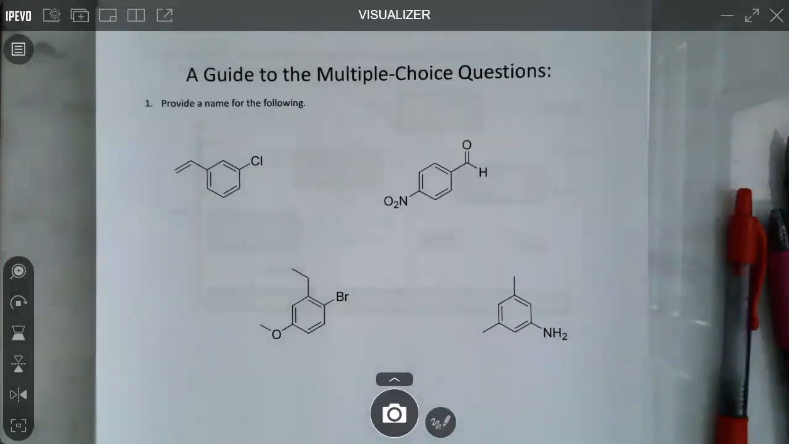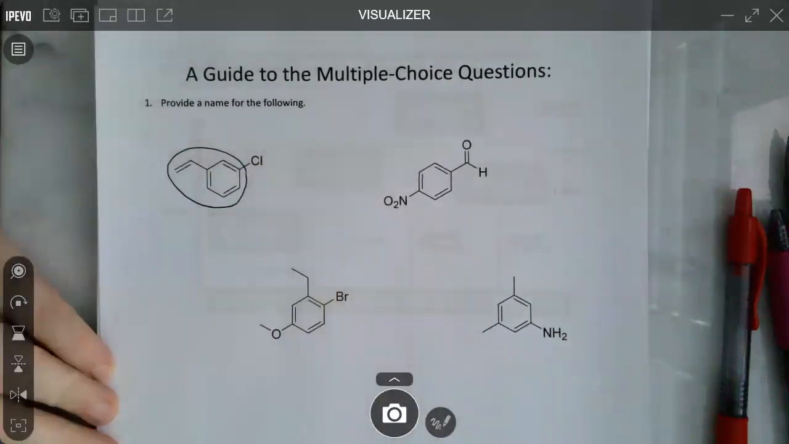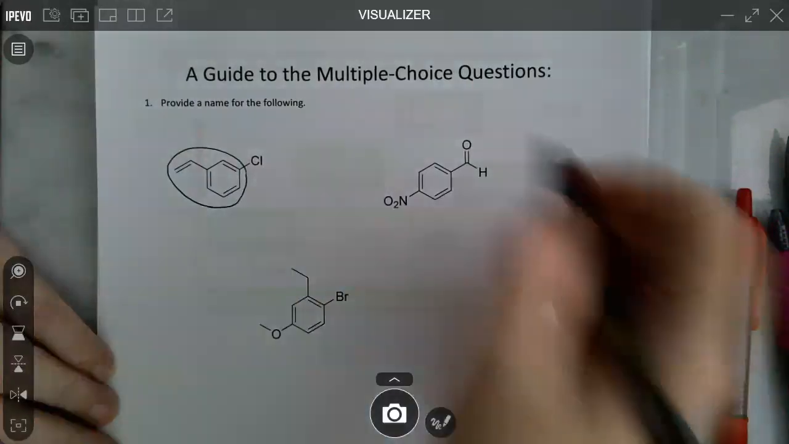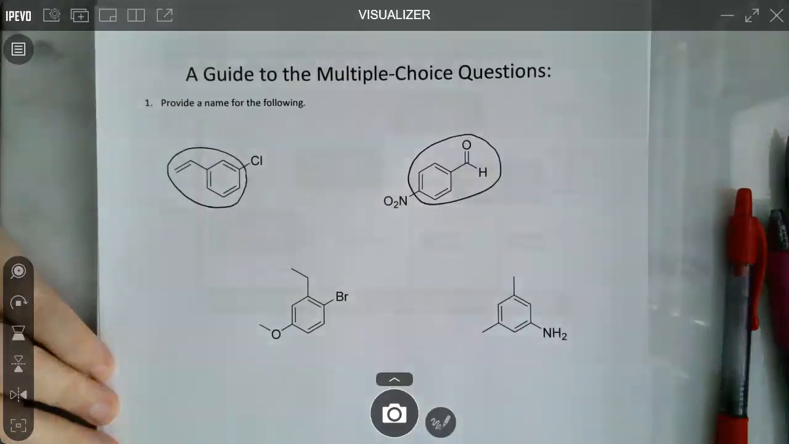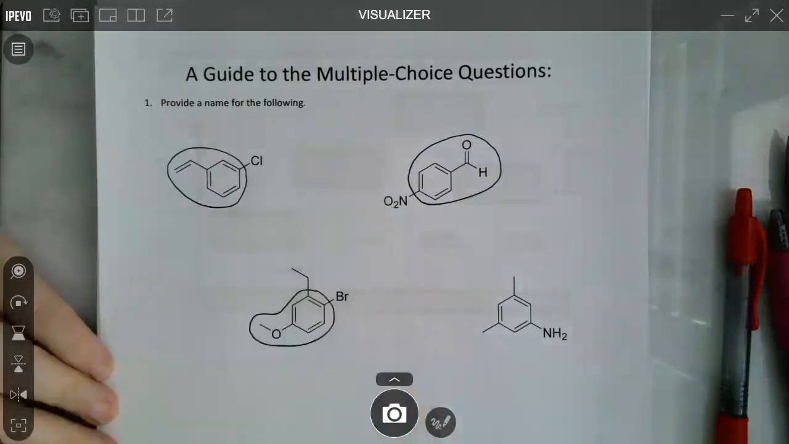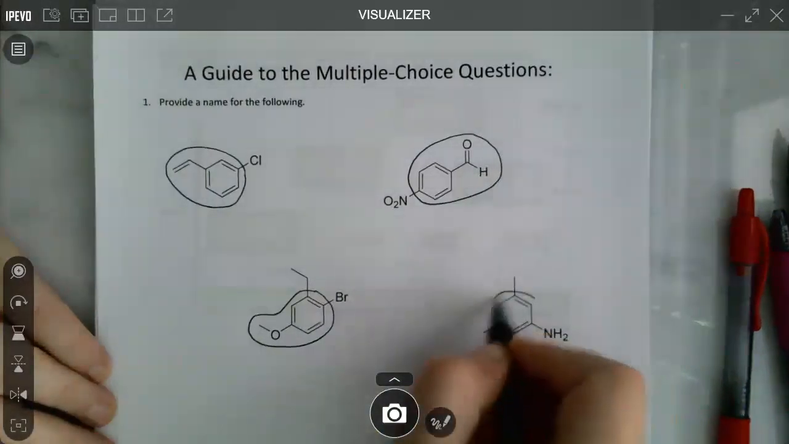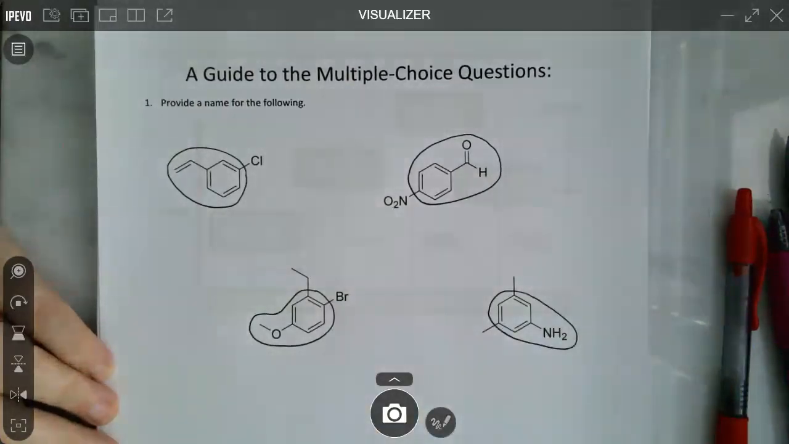So we have, starting with the multiple choice questions, some nomenclature. What I want you guys to do is find the parent first. We want to recognize which groups can be part of the parent, and then we want to know how that would be named, right? So I'm circling all the different mono-substituted aromatic rings that have a parent name. Then the groups that I'm not circling are substituents.